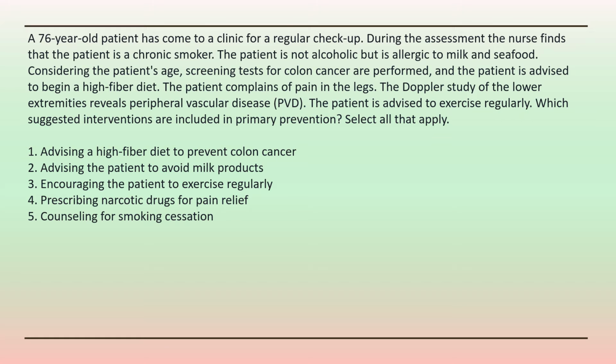Which suggested interventions are included in primary prevention? Select all that apply. 1. Advising a high-fiber diet to prevent colon cancer. 2. Advising the patient to avoid milk products. 3. Encouraging the patient to exercise regularly. 4. Prescribing narcotic drugs for pain relief. 5. Counseling for smoking cessation.